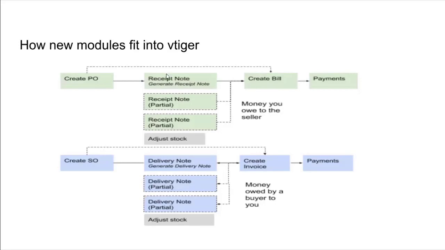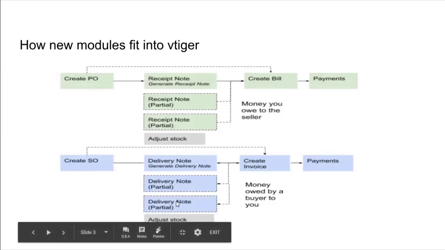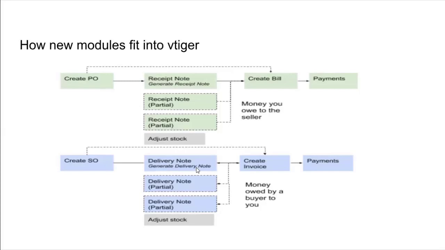And when you're adding receipt notes, whatever stock you add in the receipt note, the stock of the actual product gets adjusted. We'll see that in the demo of the product. Similarly, for sales order, you can have multiple delivery notes added to it, based on which the stock gets reduced. Okay, so now let's dive into the demo of the product.